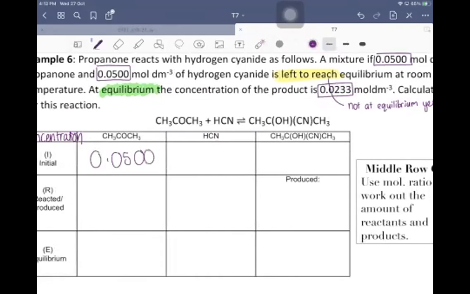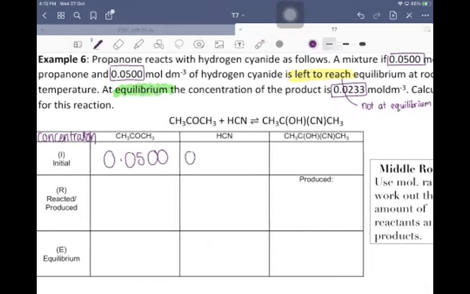0.0500. And I've also started with 0.0500 hydrogen cyanide. Maybe I'll refer to my notes. And no mention of my product initially, so that must have been 0. At equilibrium, I have 0.0233 moles per dm cube of product. Okay, so maybe you can write down the units at the top left corner of your table.